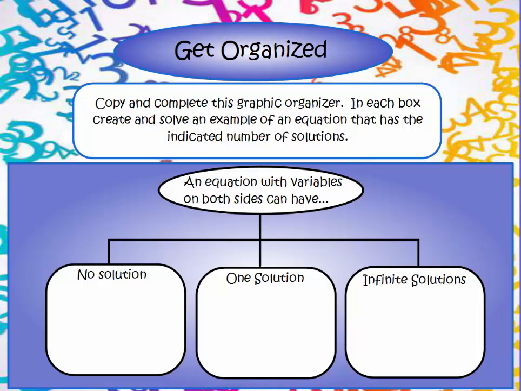And over here where it says no solution, you're going to come up with an equation and show me that it has no solution. Over where it says one solution, you're going to come up with an equation that has variables on both sides again and show me it has one solution. And infinite solutions, you're going to do the same thing there. Come up with an equation and show me that it has an infinite amount of solutions.